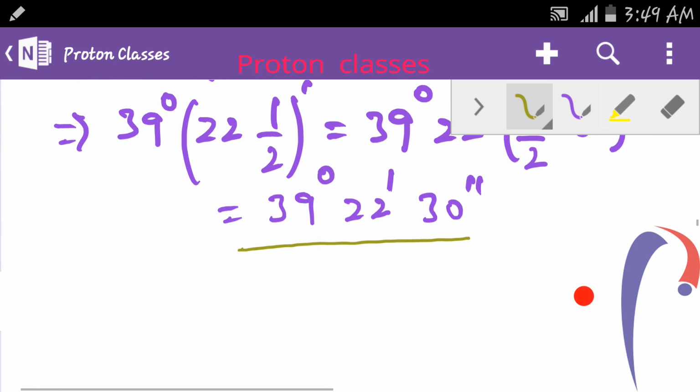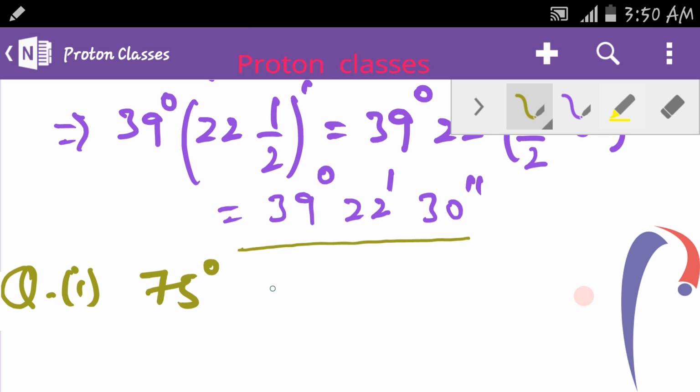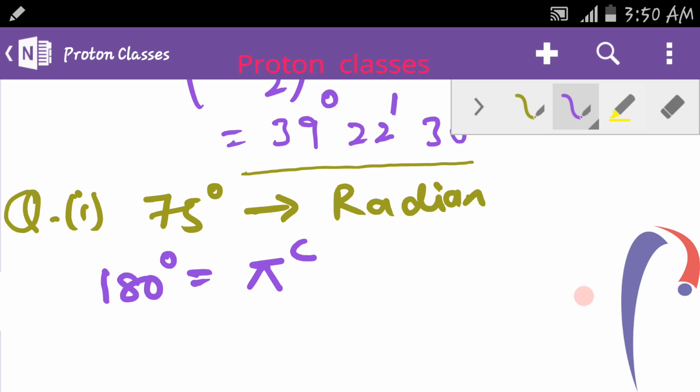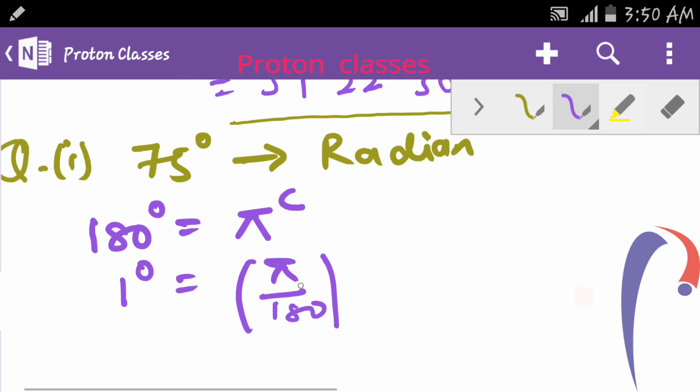Now the next type of question is convert degrees into radian measures. Here our first question is, I am taking 75 degrees, convert into radians. Now how to convert it? First we have to know this: 180 degrees is equal to pi radians. Therefore 1 degree is equal to pi upon 180 radians.